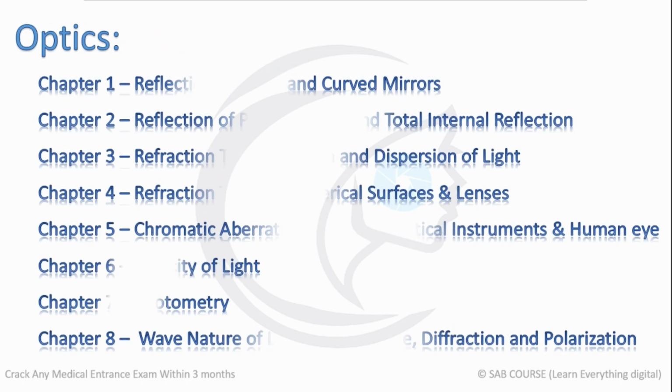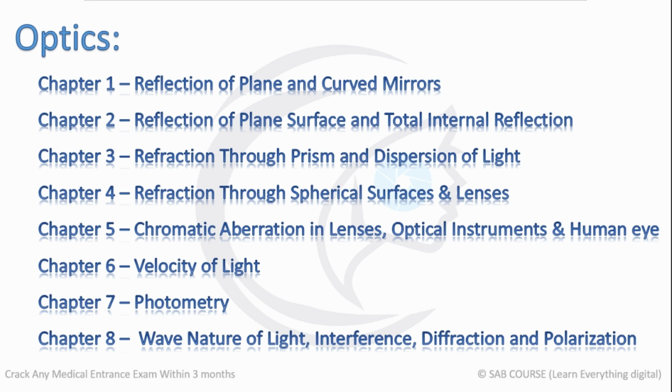In optics there are altogether 8 chapters. We will learn reflection from plane and curved mirrors, reflection from plane surfaces and total internal reflection, refraction through prism and dispersion of light, refraction through spherical surfaces and lenses, chromatic aberration in lenses, optical instruments and the human eye, velocity of light, photometry and wave nature of light, including interference, diffraction and polarization.